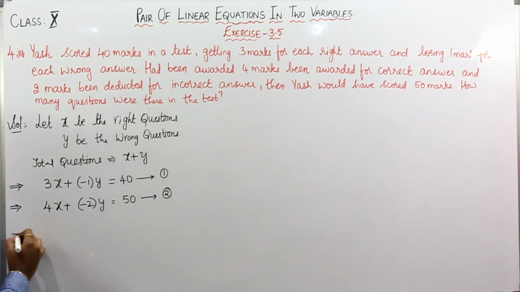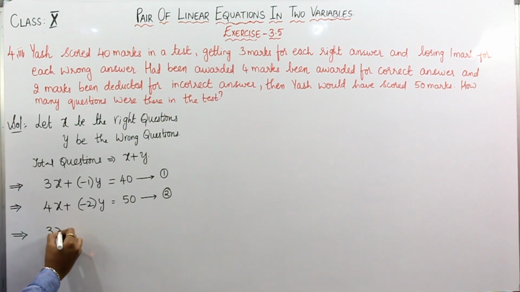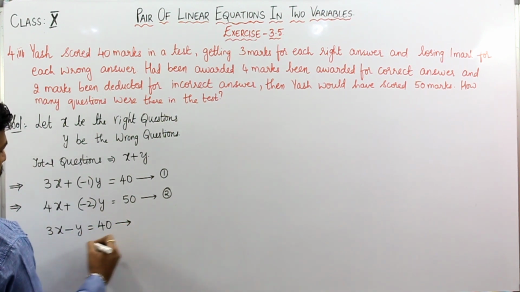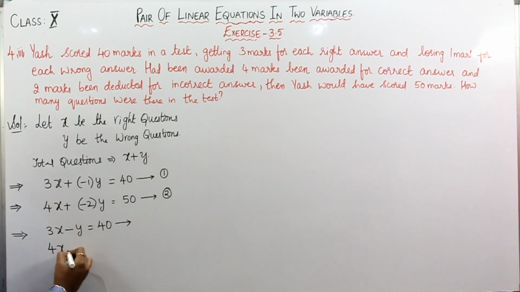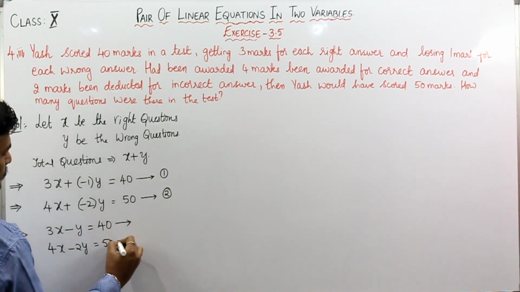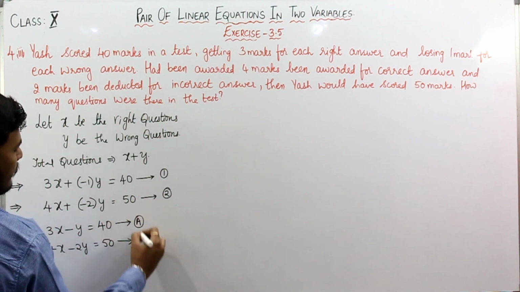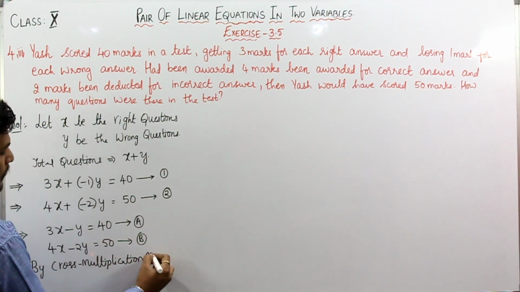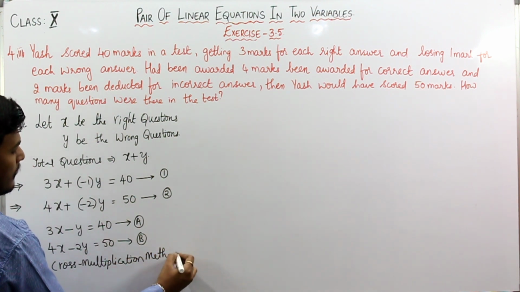Okay, so from this the equations will be changed to 3x minus y is equals to 40. Okay, and the other equation is 4x minus 2y is equals to 50. Okay, so now we have to solve this A and B, so that we will do it by the cross multiplication method. Okay, so by cross multiplication method let us solve.